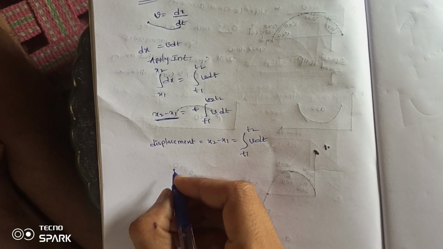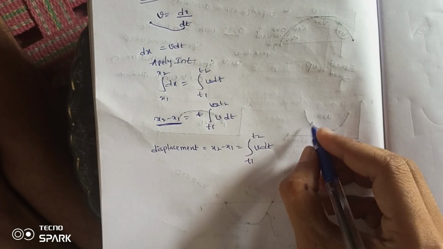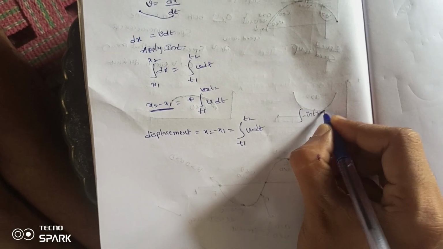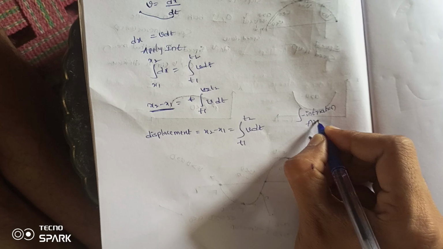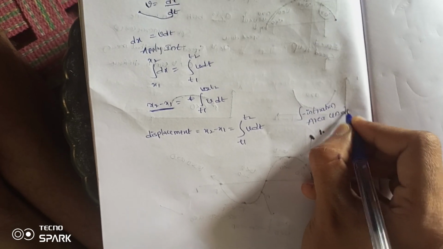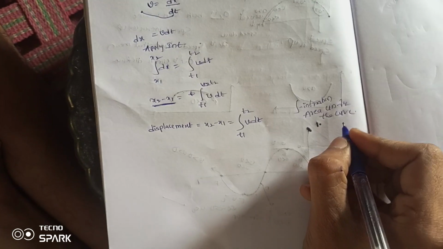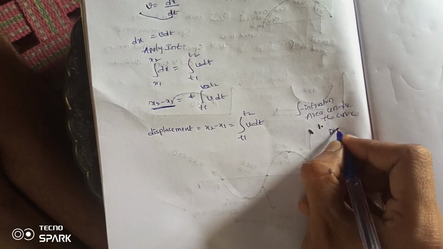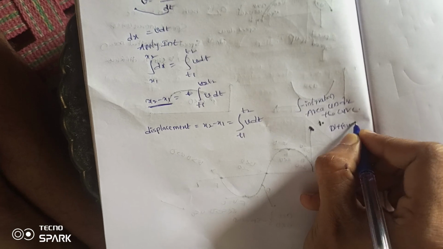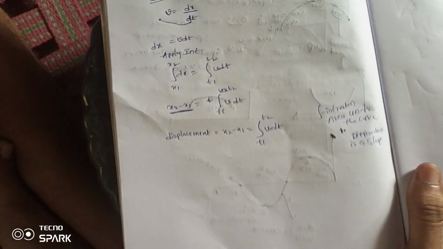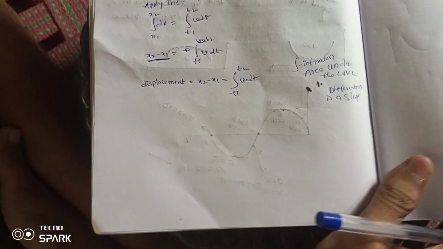And integration means area under the curve. Differentiation is the slope. Okay.